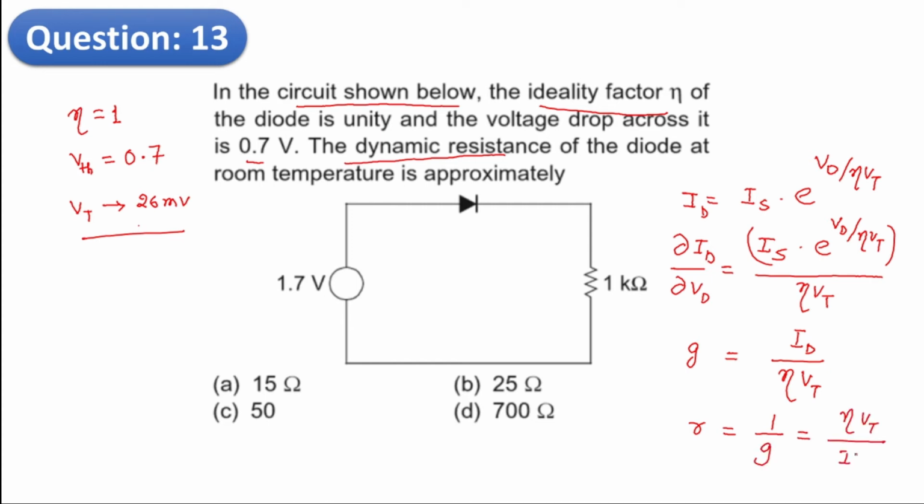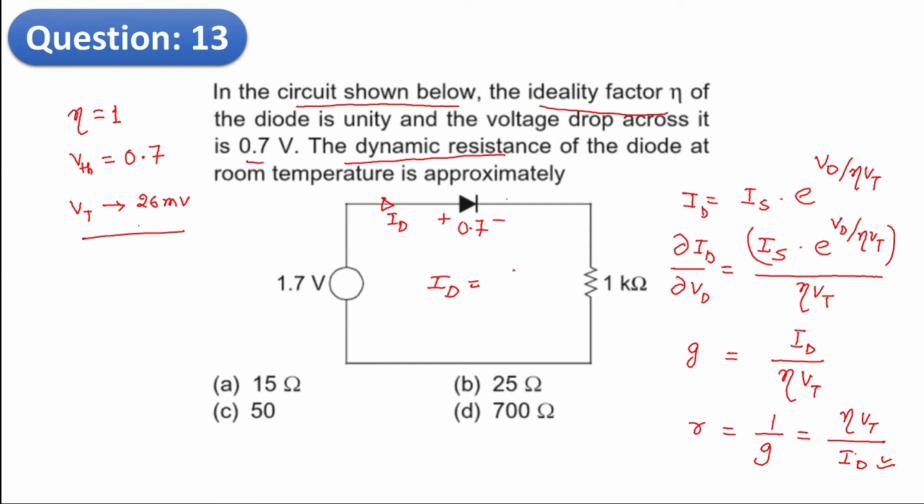Now what is Id? We can calculate the diode current Id from here, and the diode voltage is 0.7. So clearly you can calculate Id. Id is equal to 1.7 minus 0.7, that is 1, divided by 1k. So the Id is 1 milliampere.